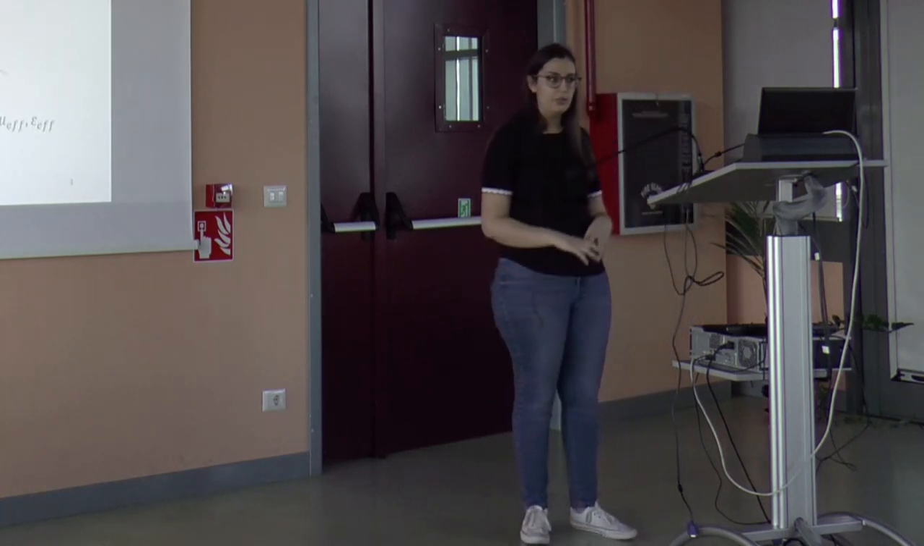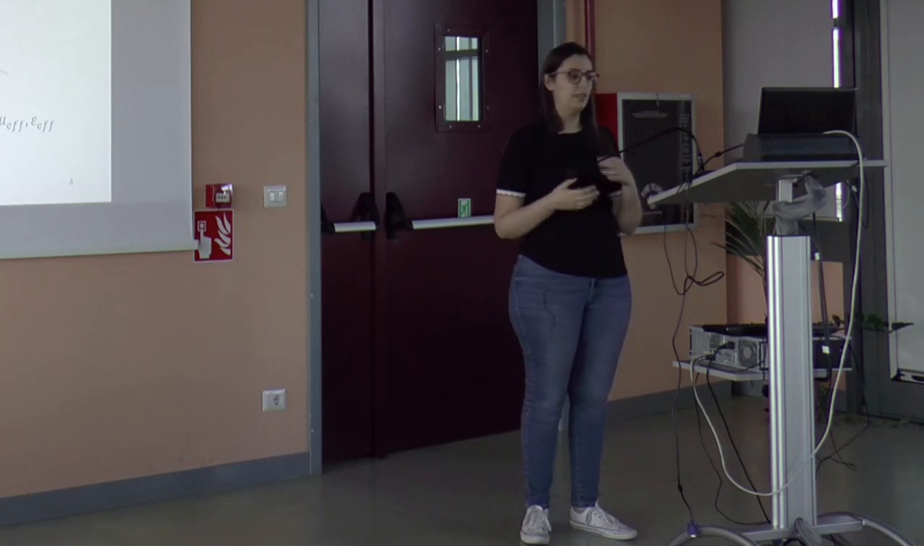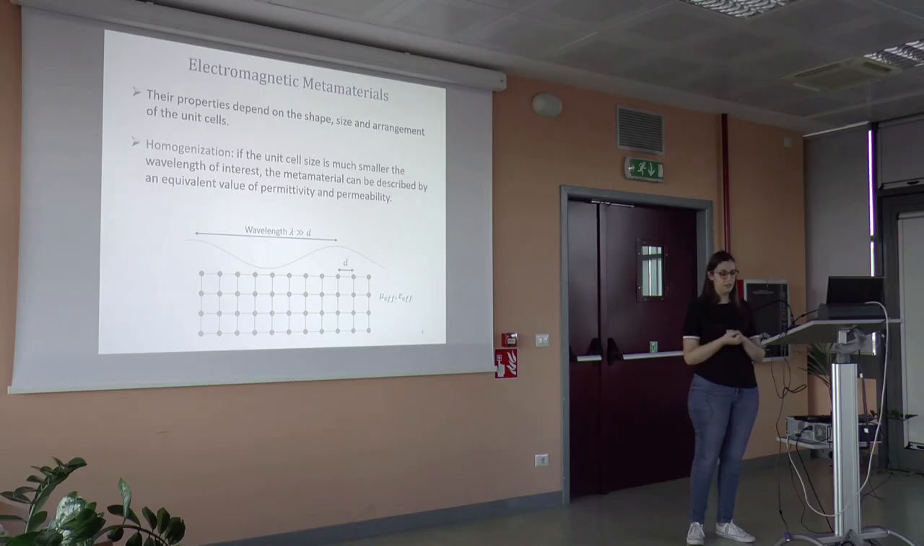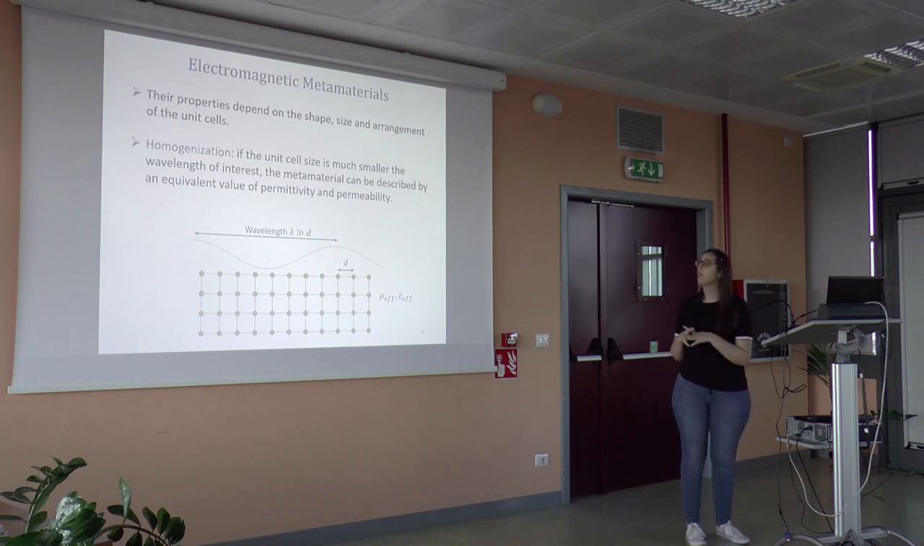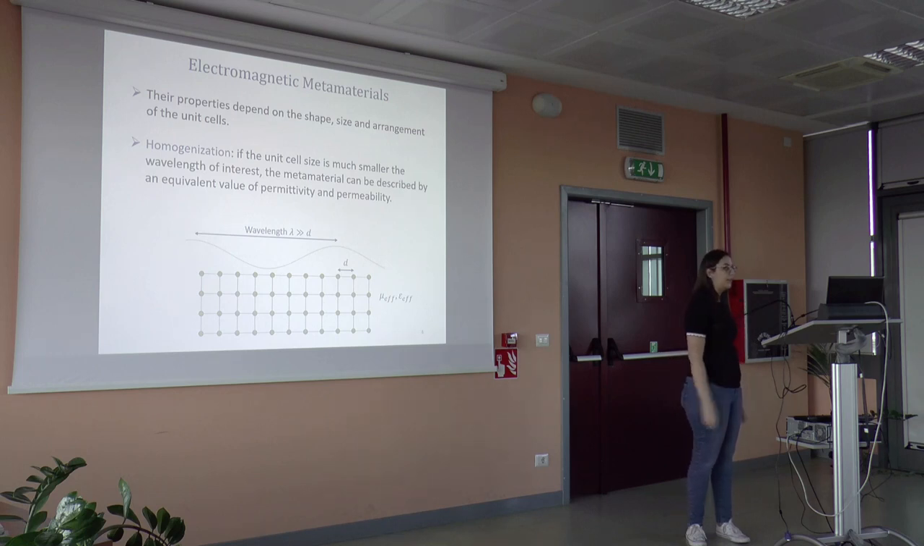As in nature, the properties of a material depend on the atoms that compose the material and on the atoms' distribution. In metamaterials, the properties depend on the unit cell shape, size and arrangement. Moreover, if the unit cell dimensions are much smaller than the wavelength of interest, the metamaterial can be homogenized, and we can define equivalent parameters, such as equivalent values of permittivity and permeability.